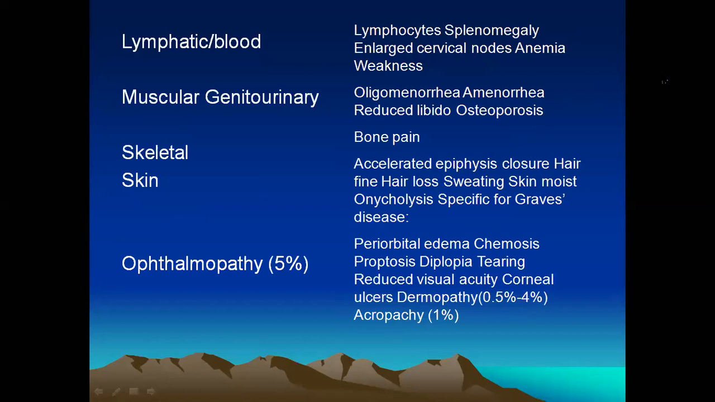In ophthalmopathy, people have periorbital edema, chemosis, ptosis, diplopia, reduced visual acuity, corneal ulcers. Then some people have dermopathy. Now, these are only seen in 5% of people. So this is associated with Graves' disease, not other thyroid diseases, multinodular goiter or nodule. You will not find eye changes. Eye changes mean there is Graves' disease.